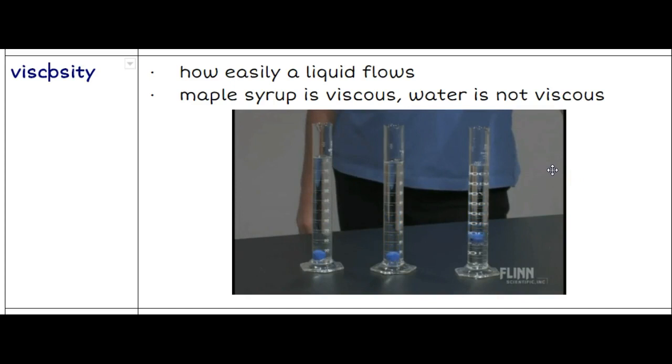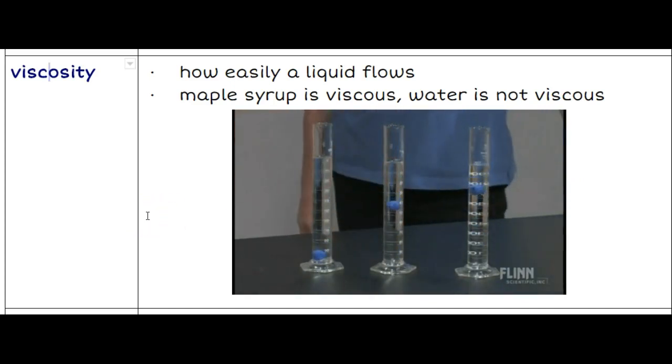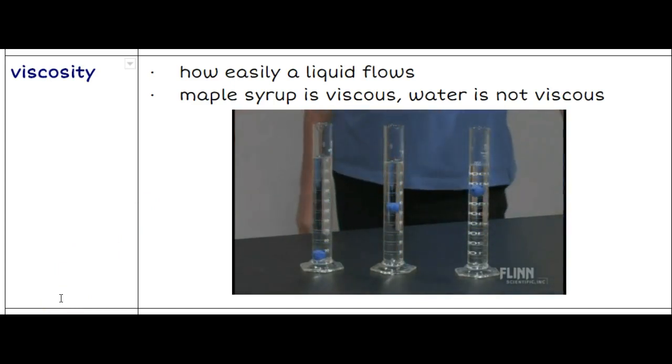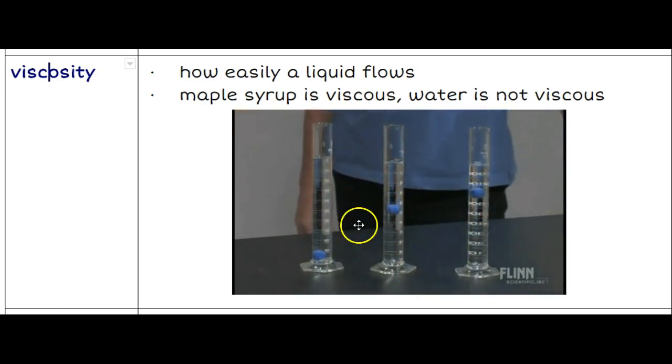So viscosity describes how easily a liquid flows. We would say that maple syrup is really viscous. Think of it as sort of thick. Corn syrup is viscous, molasses is viscous, but water is not viscous in comparison to maple syrup. Water might be considered viscous compared to some other liquids that we might encounter. So it's all sort of a relative thing. Here we have three different liquids, each with a different viscosity.